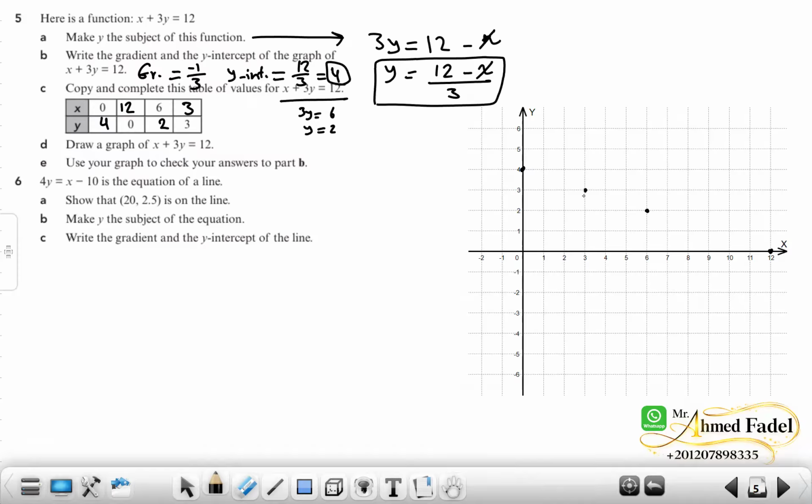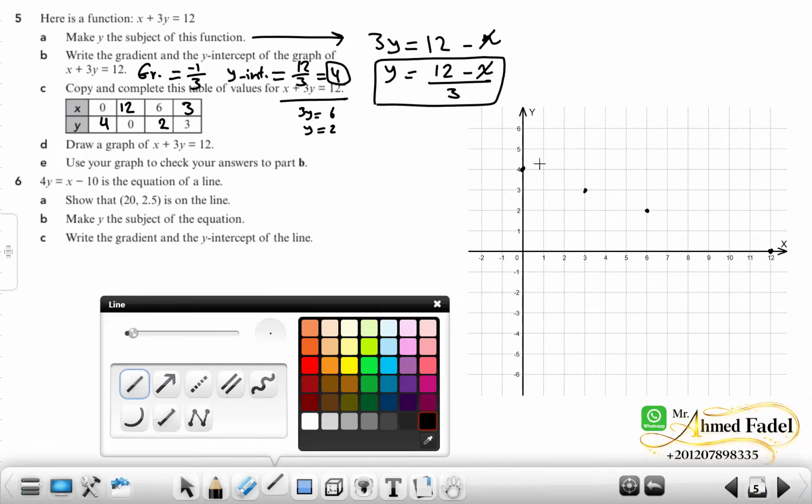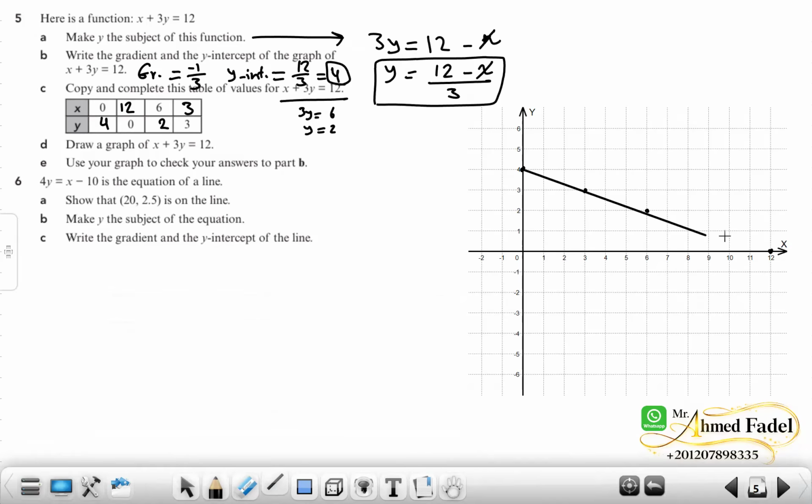Mister, without even graphing it, I know that it's going to be a straight line because it's a linear function. How did I know? X is to the power of 1. So it is a linear function. So I'm going to connect the points this way until the 12. That's it. Now, use your graph to check your answers to part B.